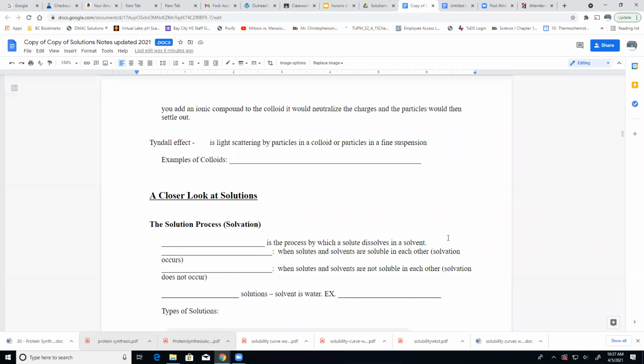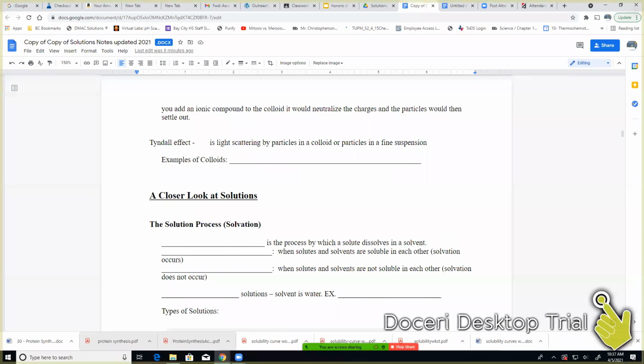All right. So Tyndall effect, we already talked about that. It's just the light scattering by the particles in a colloid, or maybe in a real fine suspension. We see it with fog, with jello.